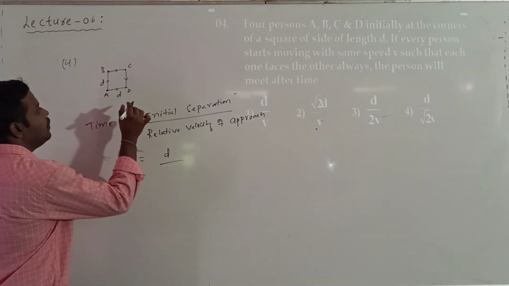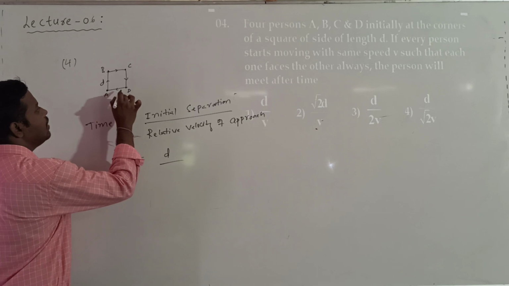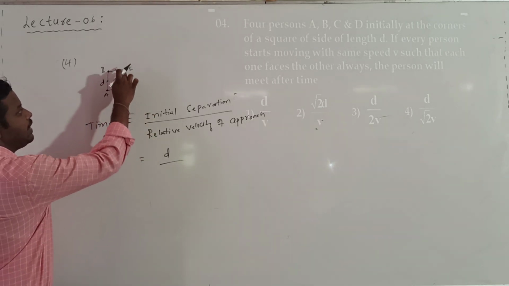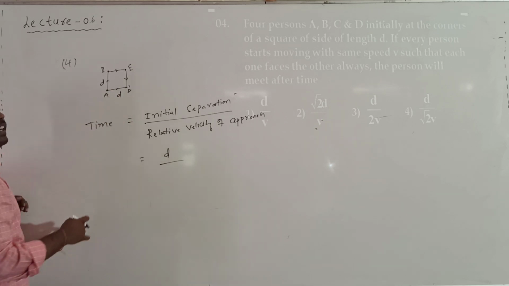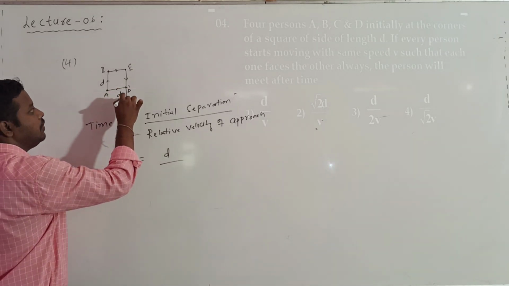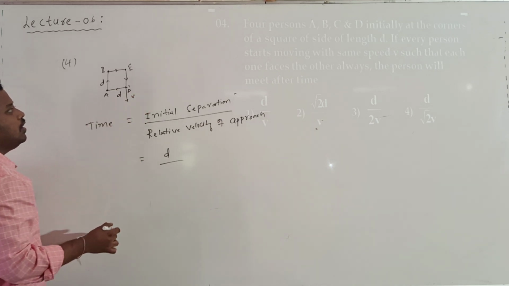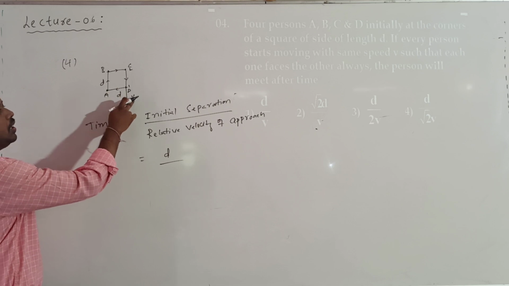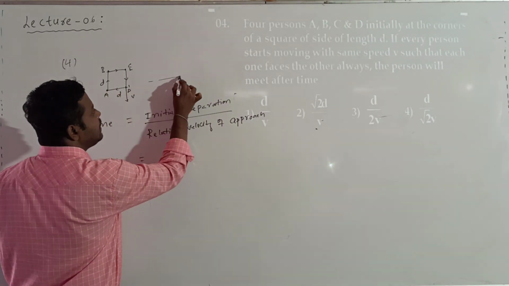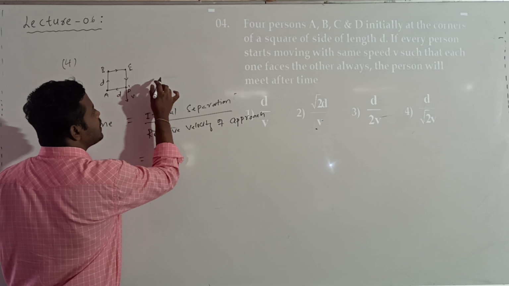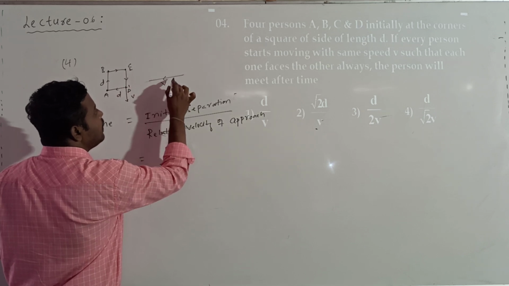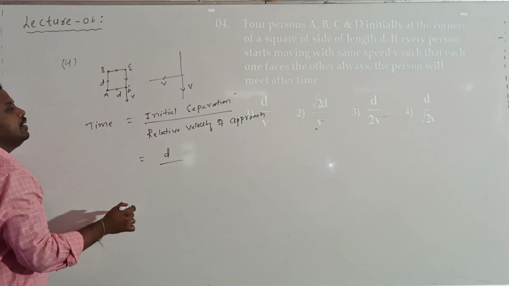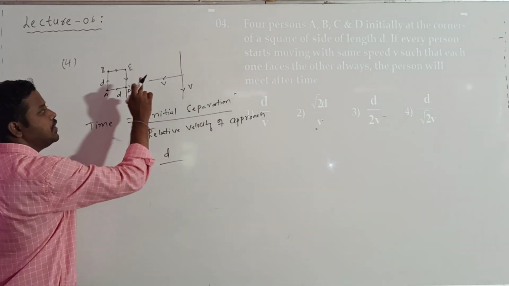Let me call this the first person and here the second person. The first person is going with velocity v, and the second person is approaching the first person with velocity v. So this is the velocity of the second person. Can I resolve the velocity of the second person in the direction of the first person? Here two velocities are there: the velocity of the first person is v, and the velocity of the second person is also v.